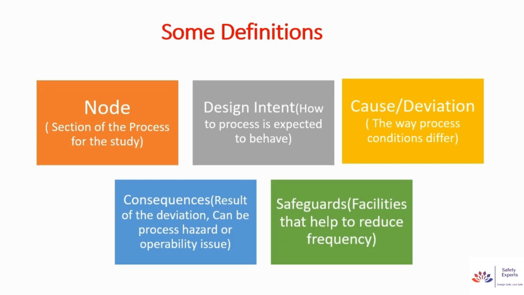Now again, here these definitions are given. Node, as I have told you, is a section of the process. Design intent is how the process is expected to behave. Cause or deviation is the way the process differs or varies. Consequence is the result of the deviation. It can be a process hazard, it can be an operability issue also.